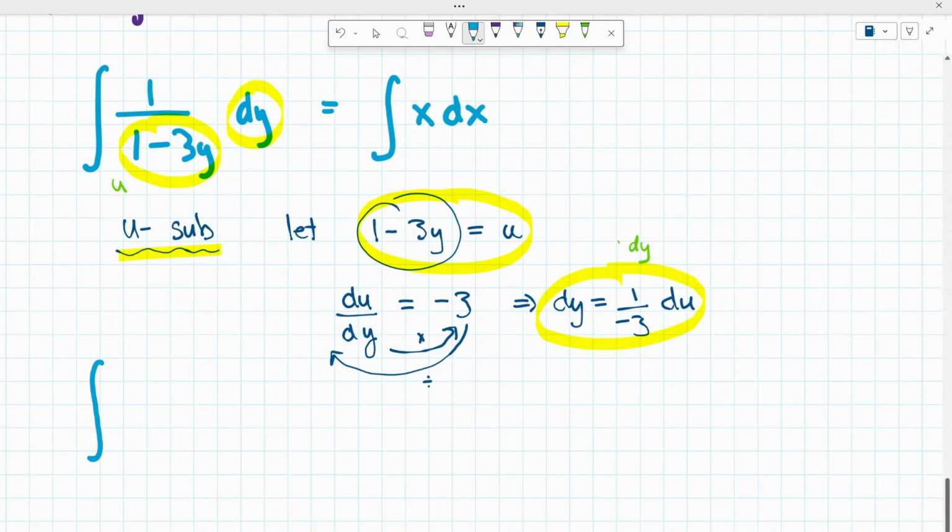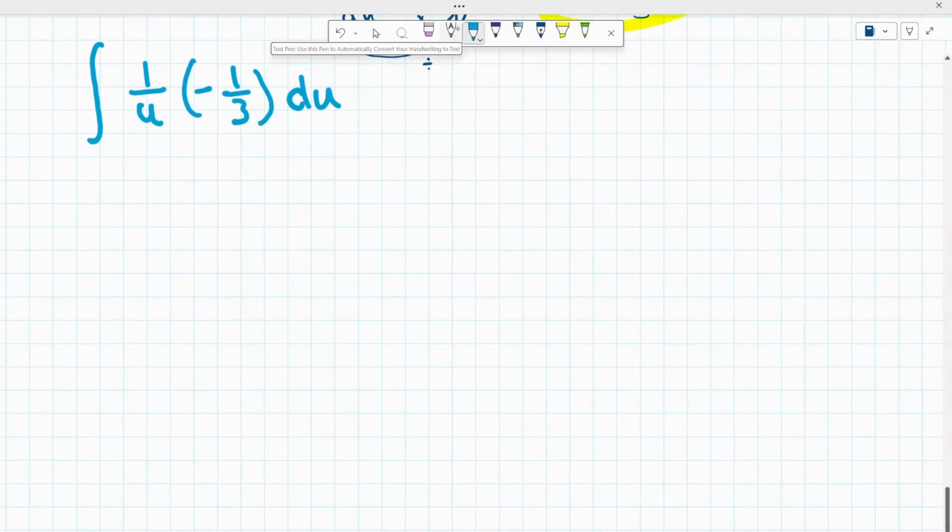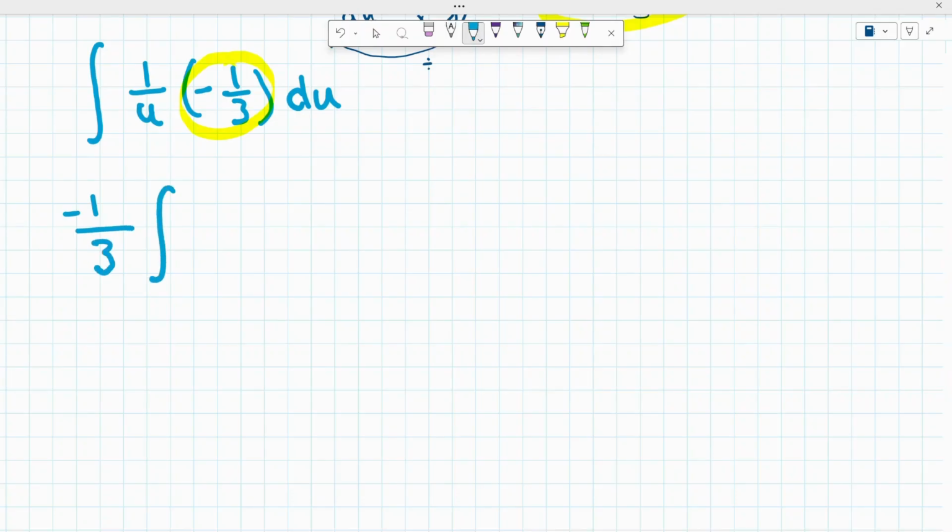So now we have the integral of 1 over u, and then times we have to plug in our dy, which is negative 1 over 3 du. Now we're taking the integral of something that looks much simpler, and it will be easier for us to solve. Following integration rules, we take this negative 1 over 3, since it's a constant, and bring it to the outside of our integral. So you have negative 1 over 3 times the integral of 1 over u du. And this is much easier to solve.